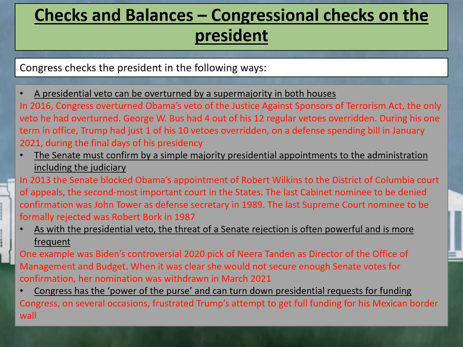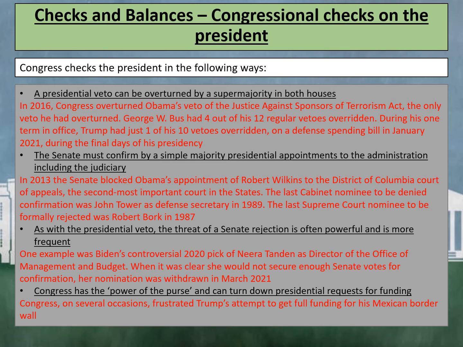Now let's look at the checks and balances from Congress to the president. Congress can check the president in the following ways. A presidential veto can be overturned by a supermajority in both houses. In 2016, Congress overturned Obama's veto of the Justice Against Sponsors of Terrorism Act, the only veto he had overturned. George W. Bush had 4 out of his 12 regular vetoes overridden.